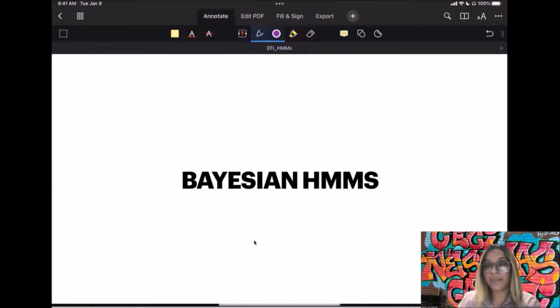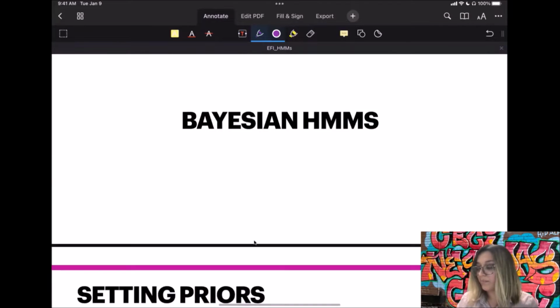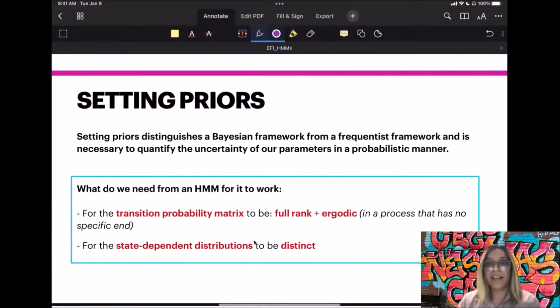So today we're going to fit some Bayesian hidden Markov models. And of course, once we go Bayesian, we need to set priors. Setting priors distinguishes a Bayesian framework from a frequentist framework because it's necessary to quantify the uncertainty of our parameters in a probabilistic manner.